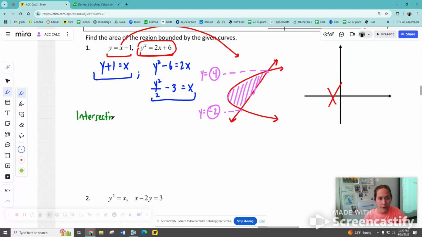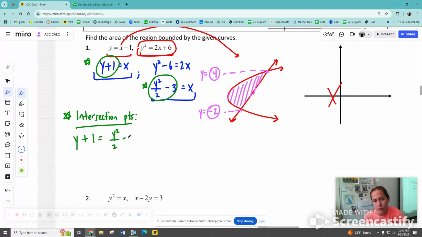Intersection points. Don't forget that you can use substitution here. If both of these underlined equations are solved for x, we should be able to set the two expressions equal to one another to confirm these y values of -2 and 4. So a little bit of algebra should help me solve y plus 1 equals y squared over 2 minus 3.